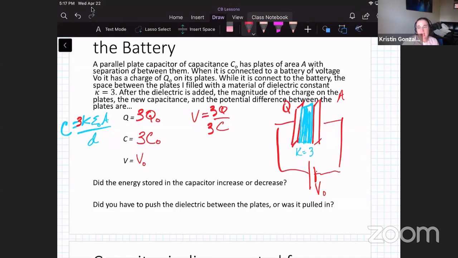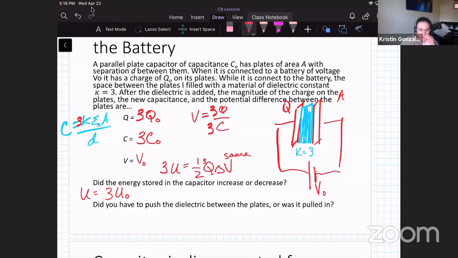Okay, now let's look at the energy. What's going to happen to the energy that we've stored on here? So remember, we had a few different equations that we could use for capacitance. One of them was that U is equal to 1/2 Q delta V. I like to pick this one because delta V is not changing. And if we have 3 times the charge, then we're going to have 3 times the amount of energy. So U is going to be equal to 3 times the initial energy stored in that capacitor.